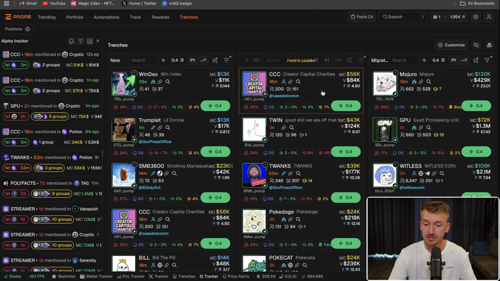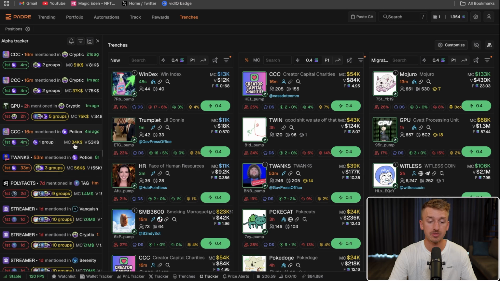Creator Capital Charities, which basically got called right here at 34k market cap in Potion, so I would have been up nicely on that had I entered that trade. So that is why I like this alpha tracker on the side while trenching.